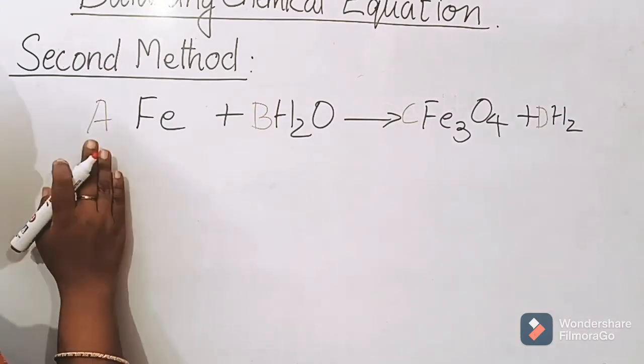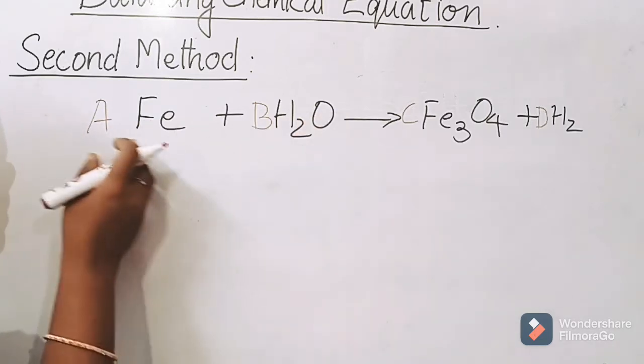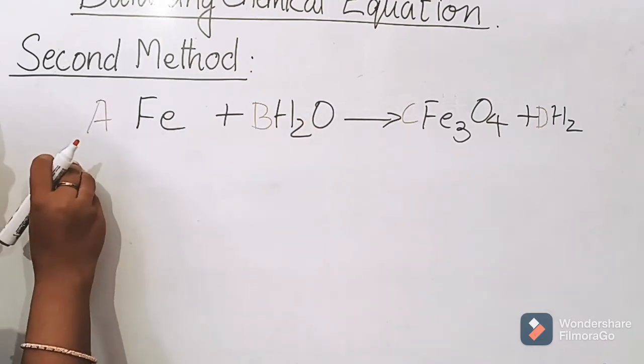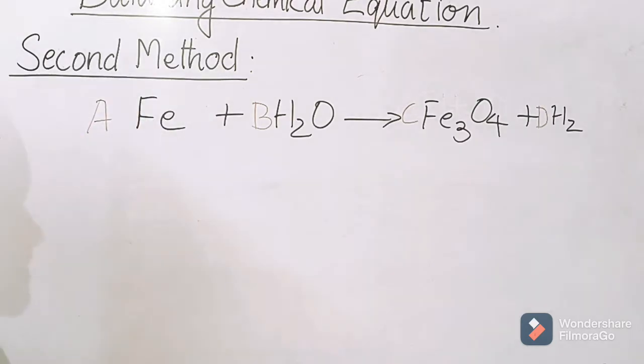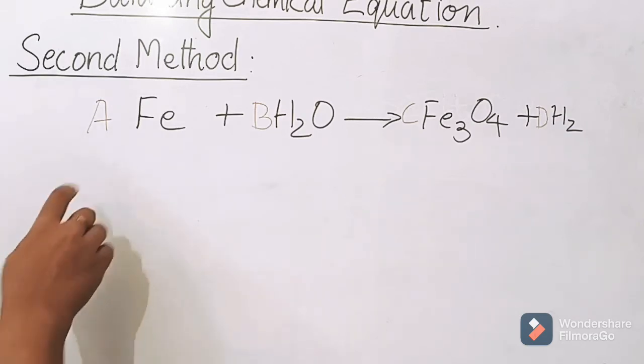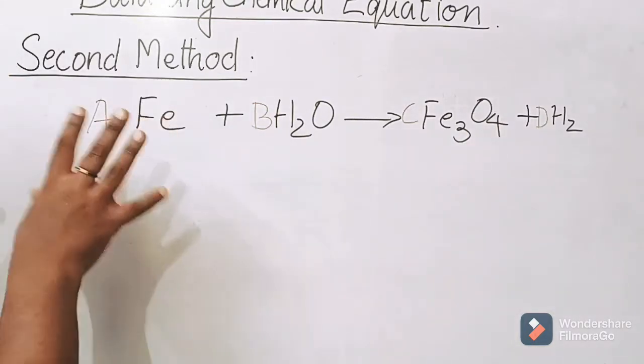We will give the alphabets A, B, C, D on the left hand side of the atom as coefficients. I will suggest you to continue with this method because it is a very easy method. So first of all let us write A, B, C and D on the left hand side of the atom.